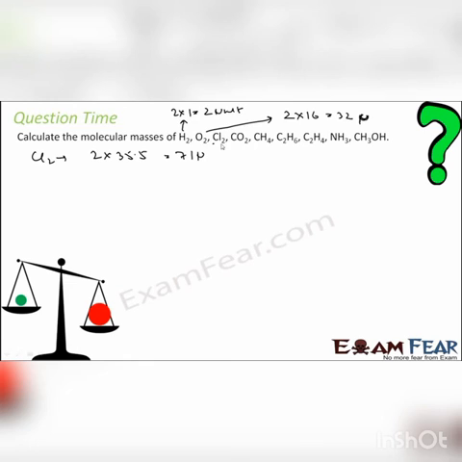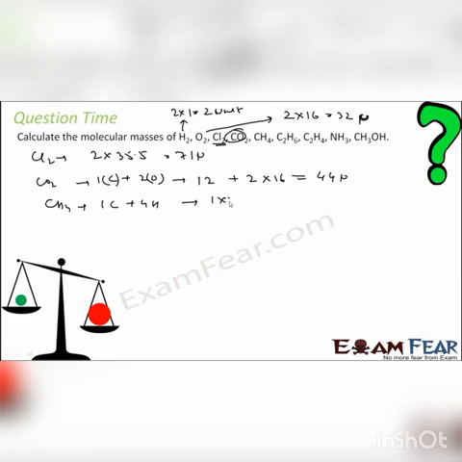Then we have CO2, 1 carbon plus 2 oxygen. Carbon is how much? 12 units. 2 oxygen is how many units? 16 units. Solving, 32 plus 12, 44 units. Methane, CH4, 1 carbon plus 4 hydrogen. 1 carbon is what? 1 into 12. 4 hydrogen is what? 4 into 1. 1 hydrogen each is 1 unit. We solve this, 12 plus 4, 16 units.